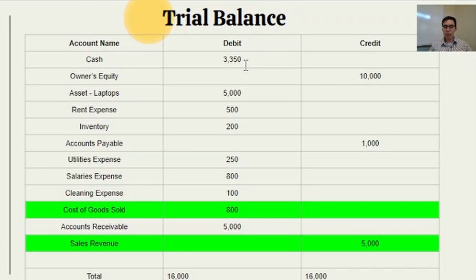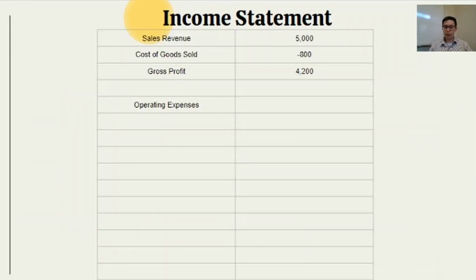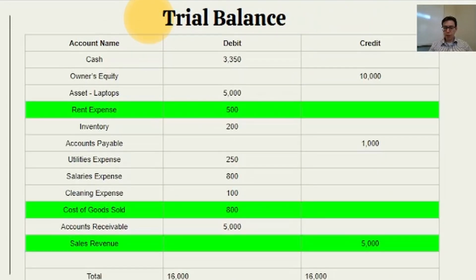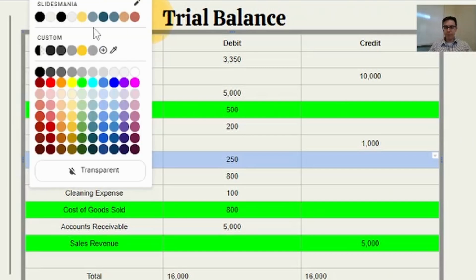So we start at the top. It looks like our first expense, not cash, not assets, is going to be rent expense. Let me highlight this for $500. Next, we have, it looks like, utilities expense for $250.